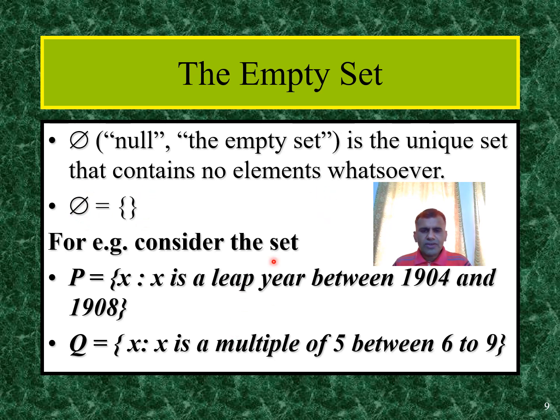Two examples are given here. One example is {X : X is a leap year between 1904 and 1908}. Another is {X : X is a multiple of 5 between 6 and 9}. So nothing will come like that.